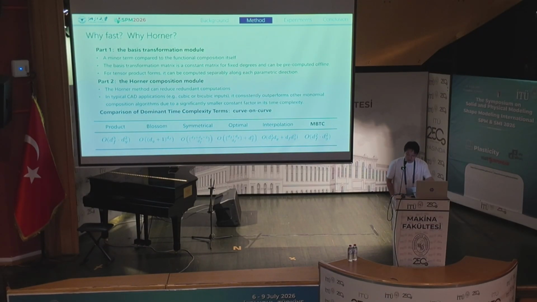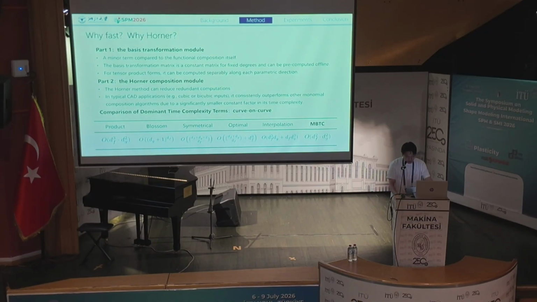Furthermore, when dealing with tensor product surfaces, we can compute this transformation respectively along each parametric direction, which further optimizes the performance. For the Horner composition module, the Horner method can reduce redundant computation and make it faster than the direct polynomial expansion in the power basis.